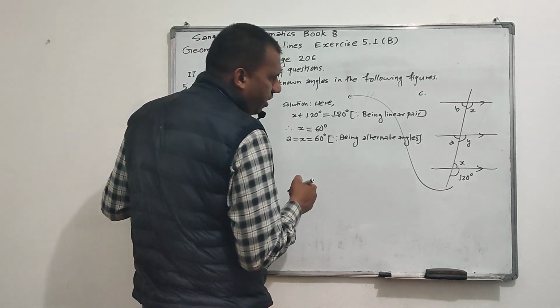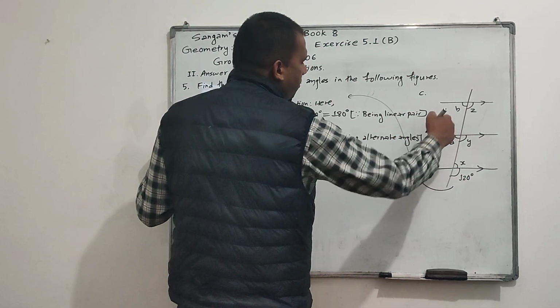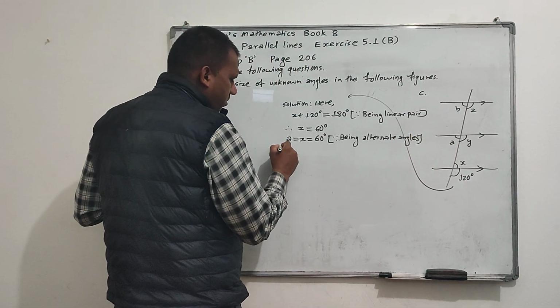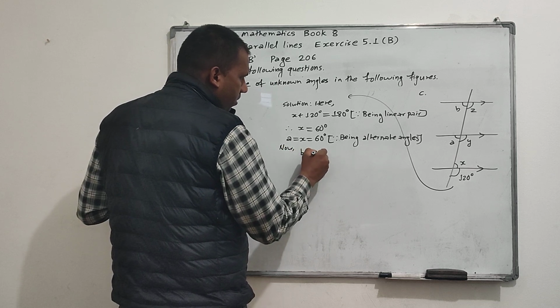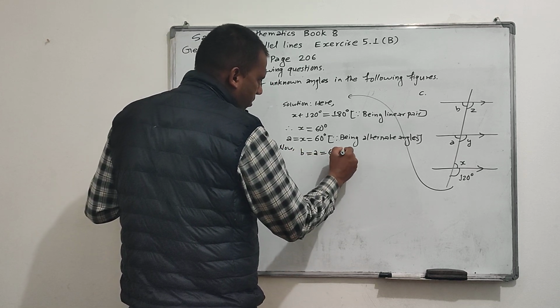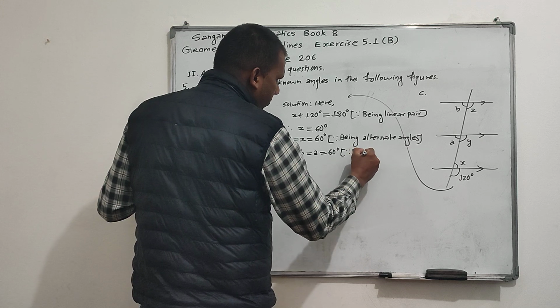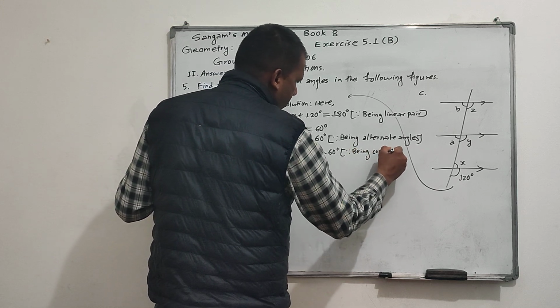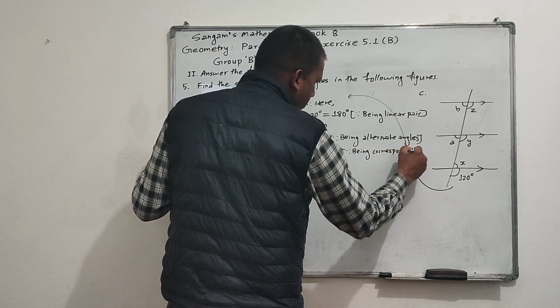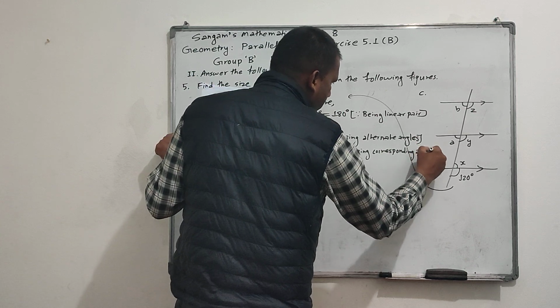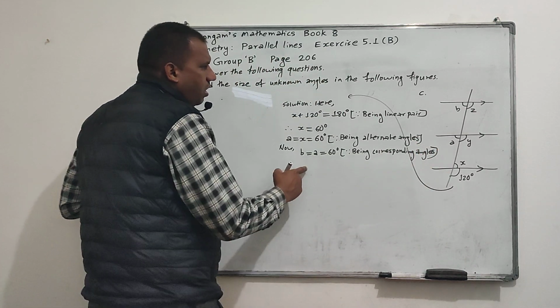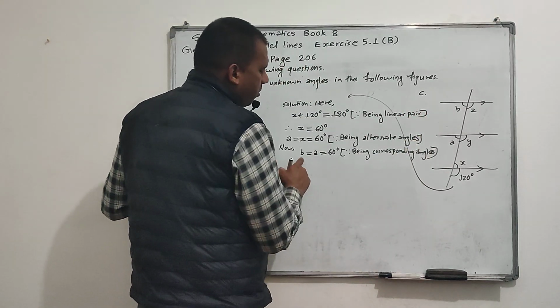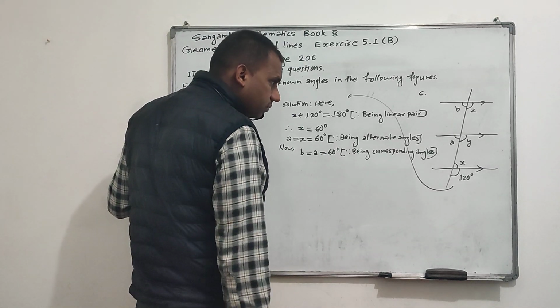Then after finding A and B are corresponding. So now B equal to A equal to 60 degree, being corresponding angles. B and A are corresponding angles. So B equal to A equal to 60 degree.